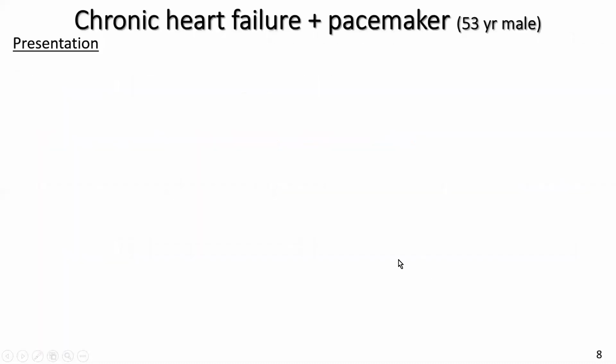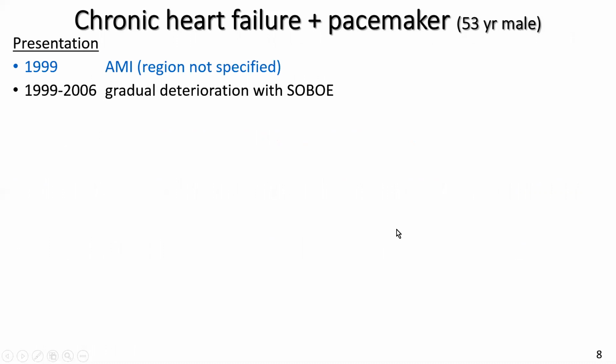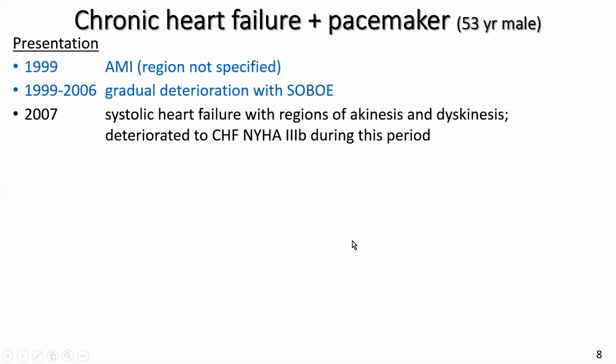Now, I come to my case study, the presentation. In 1999, the client had a myocardial infarction with a region of the heart not specified, and gradual deterioration into heart failure with shortness of breath on exertion. In 2007, diagnosed with systolic heart failure with regions of akinesis, which means no movement or no contraction of that region of the heart, and dyskinesis, which means inappropriate muscle contractions going in the wrong direction and really not contributing, in fact, taking away from cardiac output.